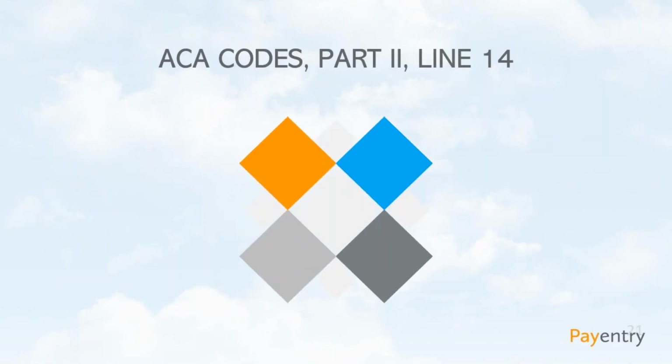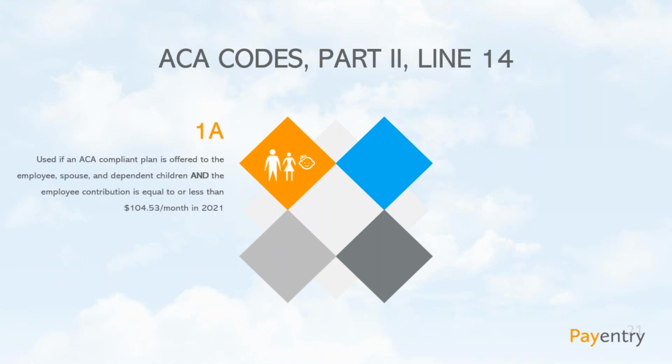Let's look at the codes, okay? First of all, 1A. And you have a copy of this presentation as a handout on your screen that you can download and keep as a reference point. But 1A is for a qualifying offer. This is used if you offer your coverage and it's compliant, and you offer it to the employee, spouse, and dependent children, and this contribution is equal to or less than $104.53 a month in 2021.